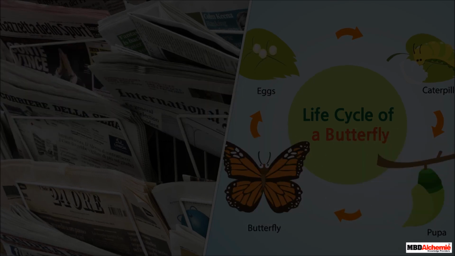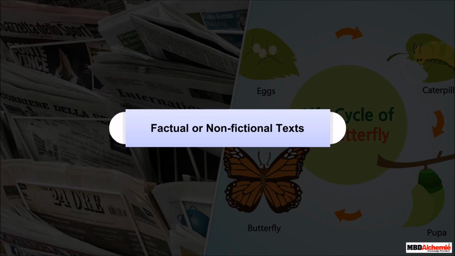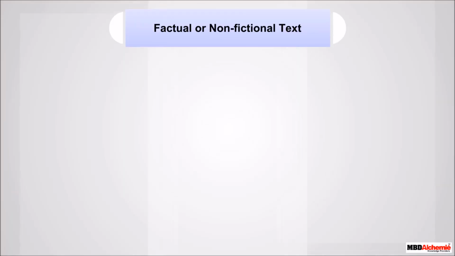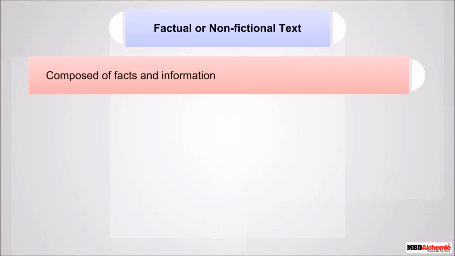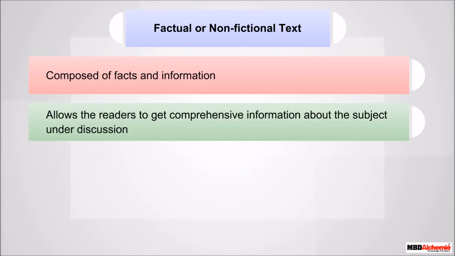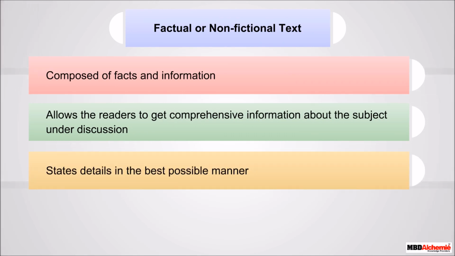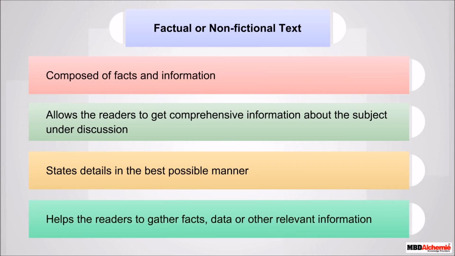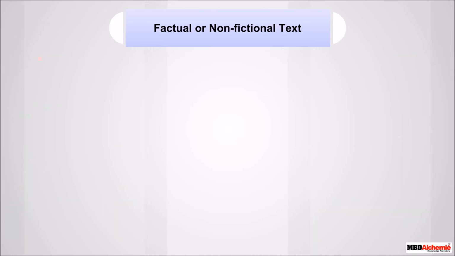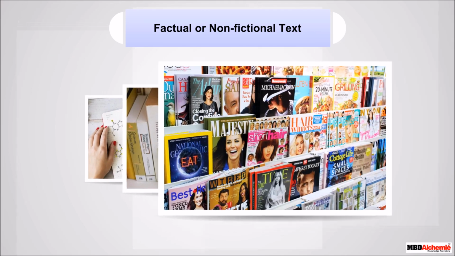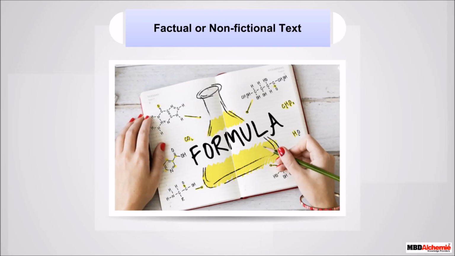Such pieces of text are called factual or non-fictional texts. A factual text is composed of facts and information. It allows the readers to get comprehensive information about the subject under discussion. It gives a brief description about the topic by stating the factual details in the best possible manner. This helps the readers to gather facts, data, or other relevant information from the text. For example, newspapers, magazines, biographies, and scientific journals are all examples of factual texts.